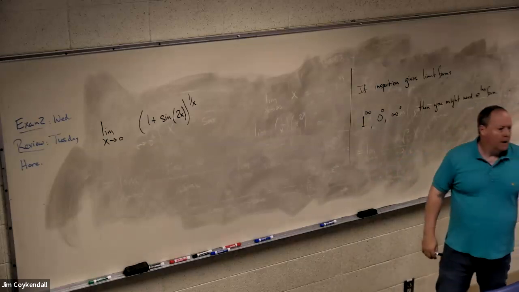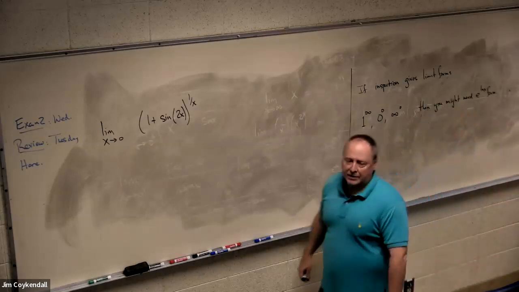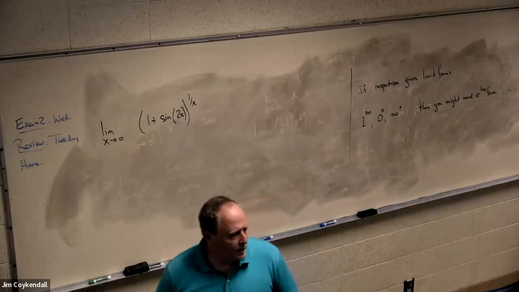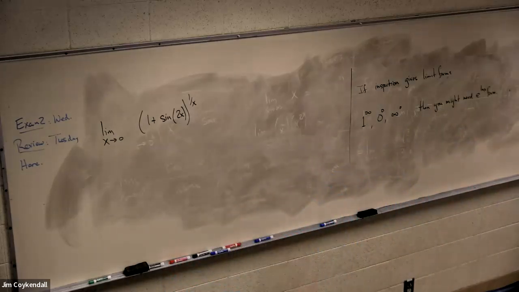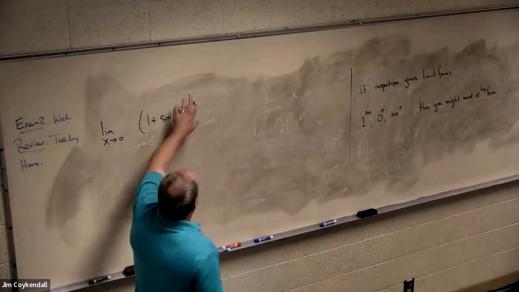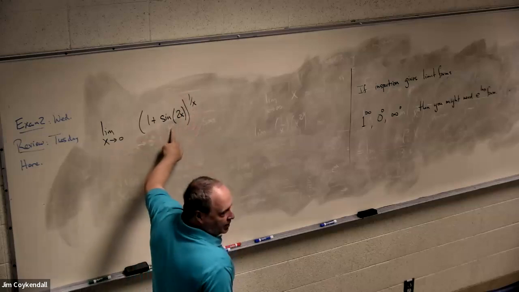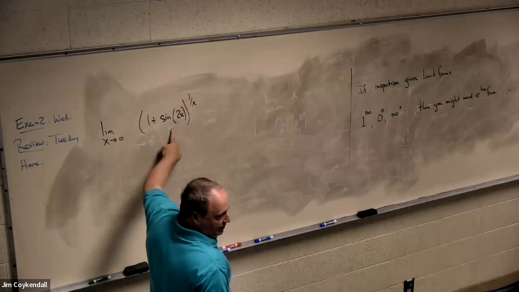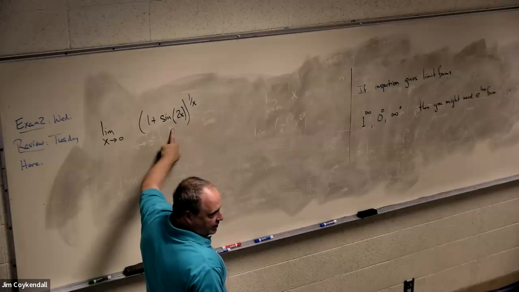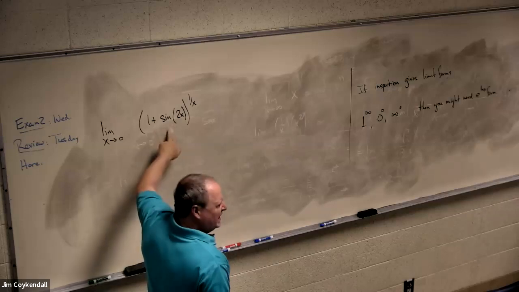Okay. Here we have a variable base and variable exponent, right? Look at the base. What is happening to the base as x goes to 0? Forget the 1 over x exponent. What happens to 1 plus sine of 2x? It's getting close to 1. Just plug it in and get 1.